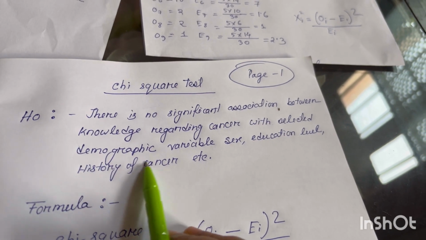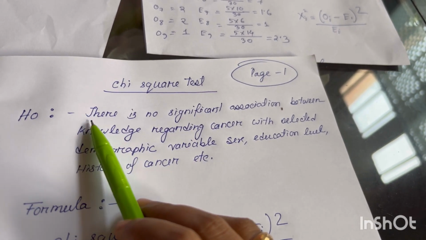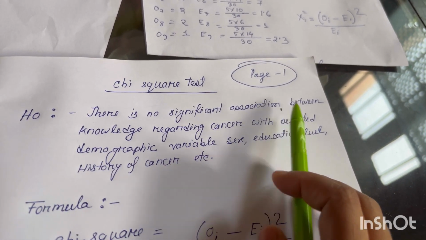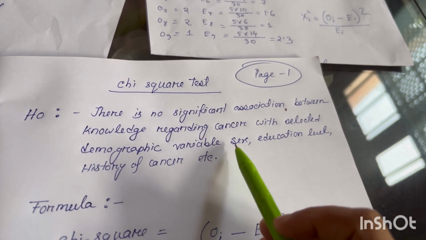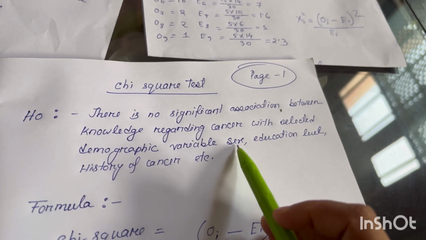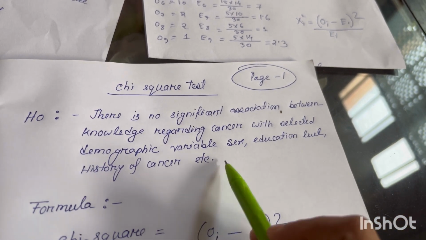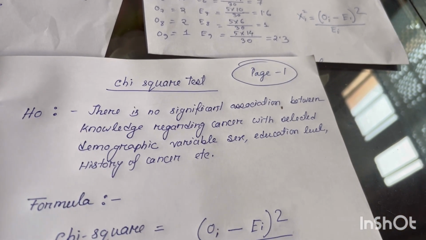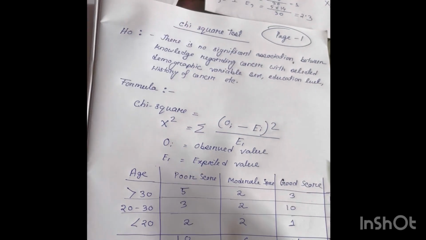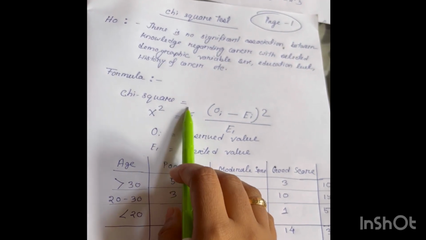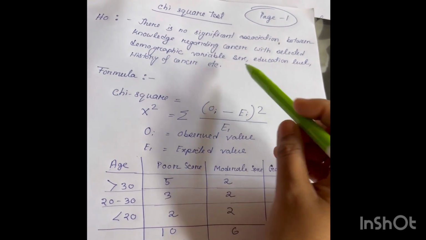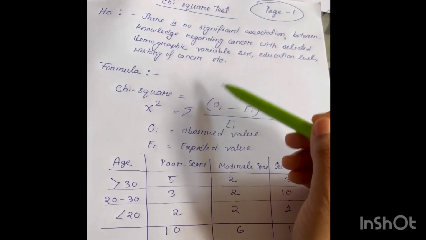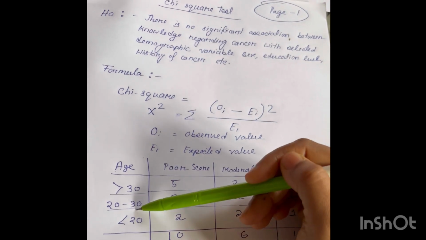Let's take an example of a null hypothesis: that there is no significant association between knowledge regarding cancer and selected demographic variables such as sex, education level, history of cancer, etc. With the chi-square test, we can find out the association between two variables. First, let's find the association between knowledge score and age.